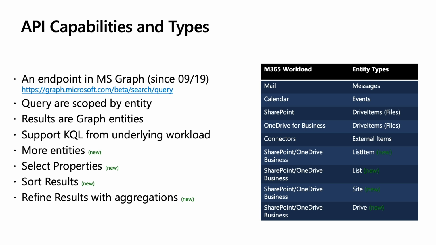The second addition is what we call select properties. It's the way to scope, given a request and an entity.